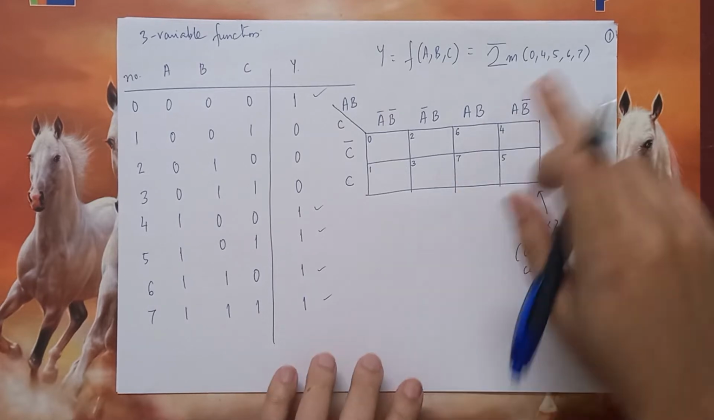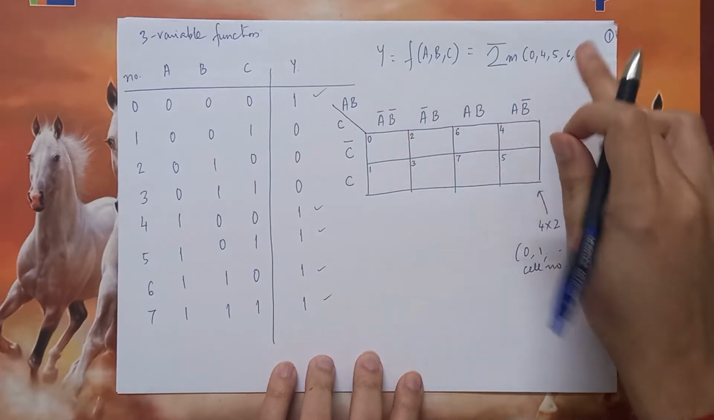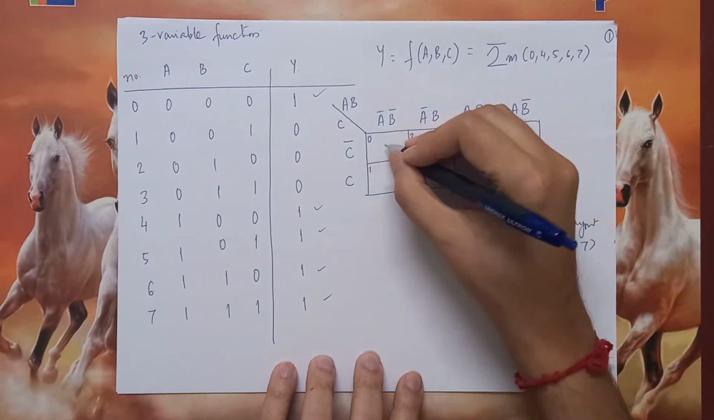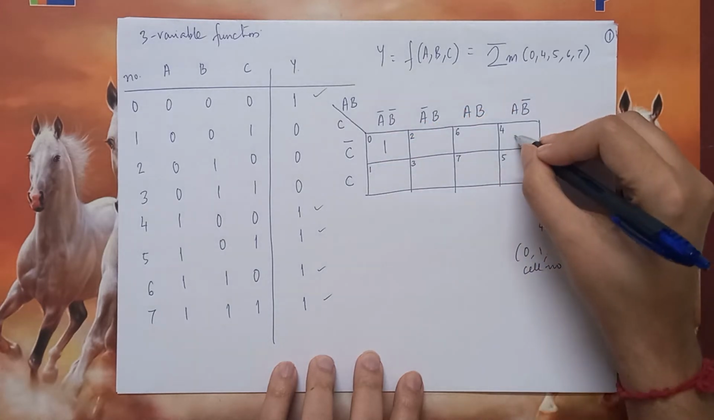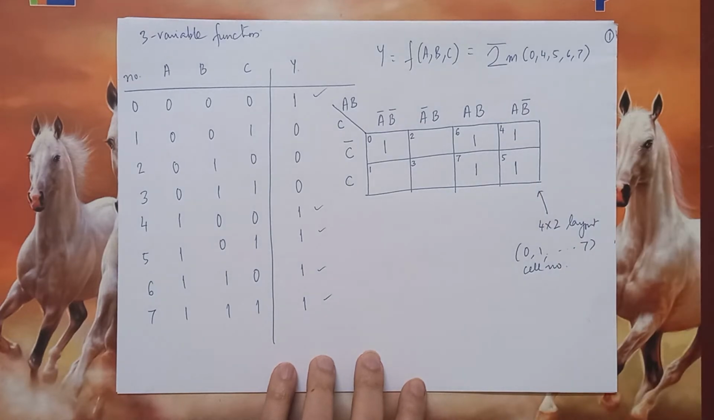Now, the next thing is to fill up the minterms. We have to fill up those cells where the output is 1. So the 0th cell, 4th, 5th, 6th and 7th. So our K-map is filled. Now let us solve the K-map. We have to now group these ones.